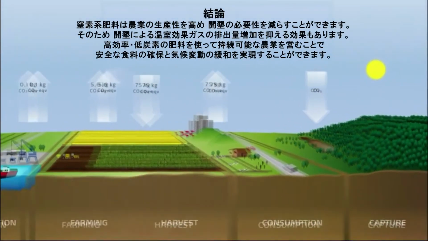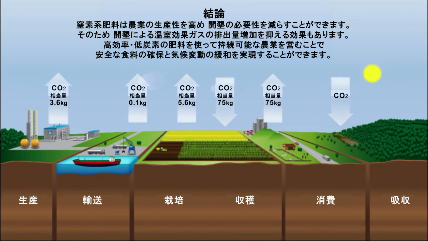In conclusion, nitrogen fertilizers enhance agricultural productivity and reduce the necessity to cultivate new land. They thus help to avoid additional greenhouse gas emissions from land use change. Sustainable agriculture with the use of efficient, low-carbon fertilizers ensures food security and mitigates climate change.